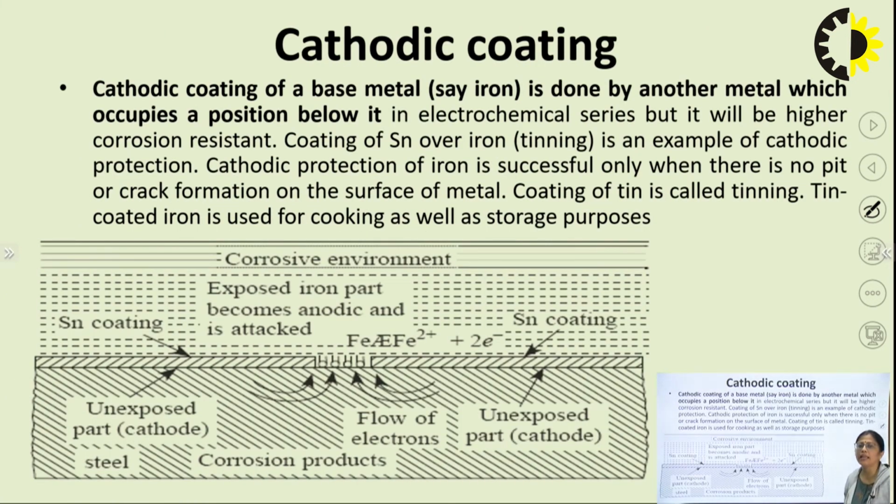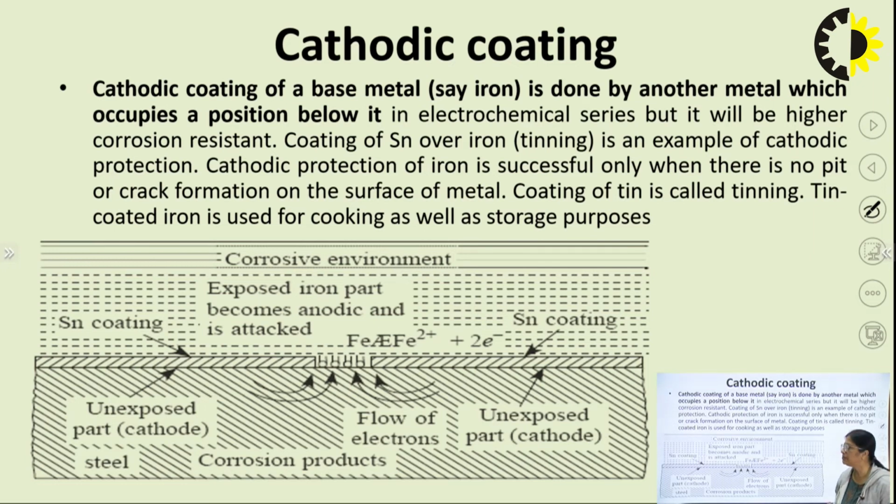The next type of coating is cathodic coatings. Now, cathodic coatings are those in which the base metal is more anodic than our coating, and we are going to protect our metal from getting corroded by the less active nature of the coating metal. So, cathodic coating over the base metal is done by another metal which occupies a position below it in the electrochemical series, and it is going to be corrosion resistant.